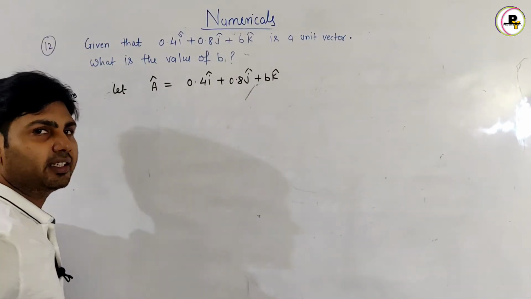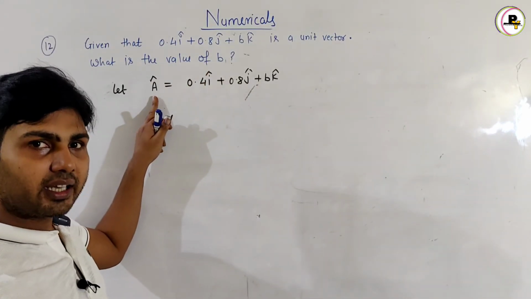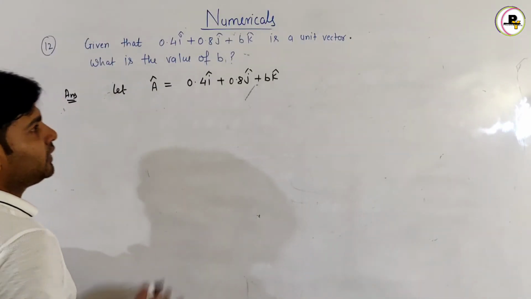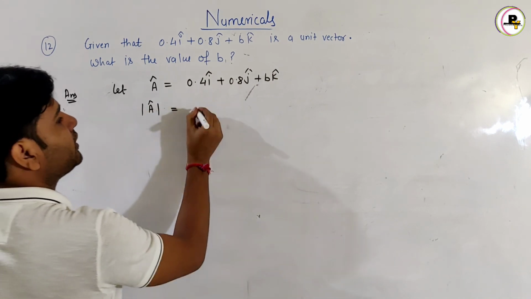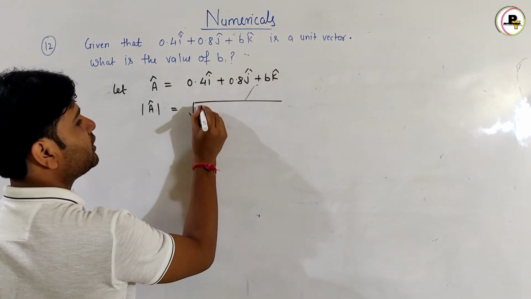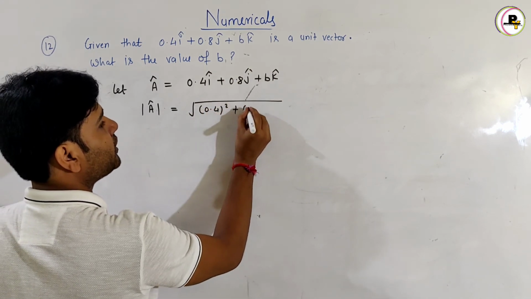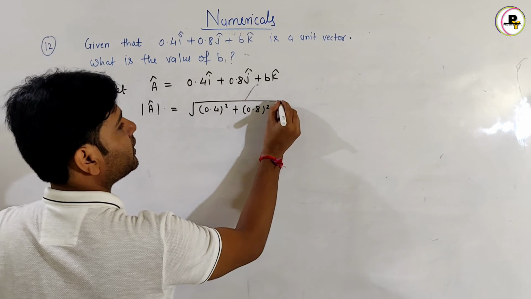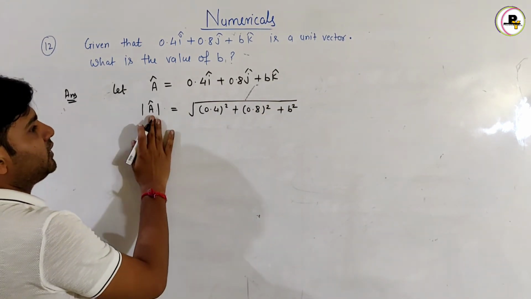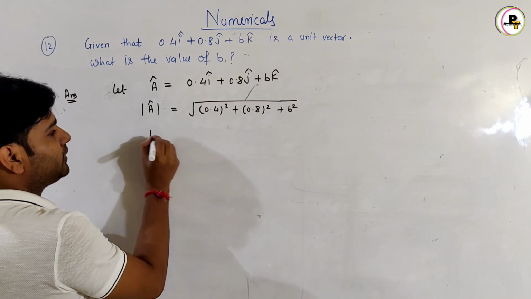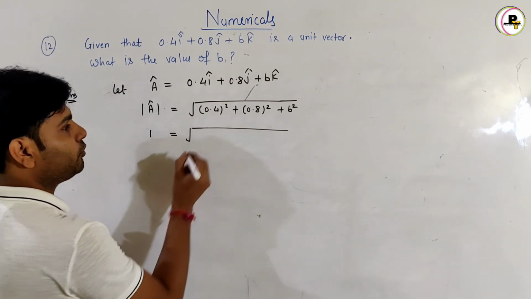Why have I considered here A cap? Because it is given that this vector is a unit vector, that is why I have considered it as A cap. Now if I take mod on both sides, then I get the square root of the square of the coefficient of i cap plus the square of the coefficient of j cap plus the square of the coefficient of k cap. Now mod of A cap is 1.